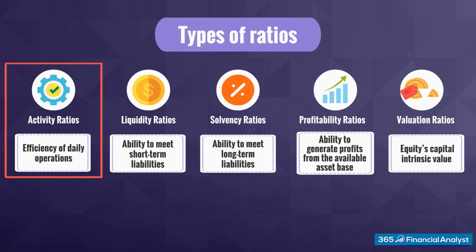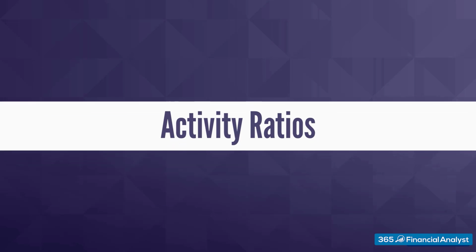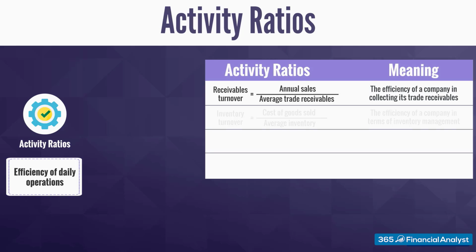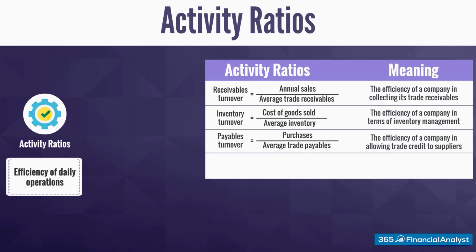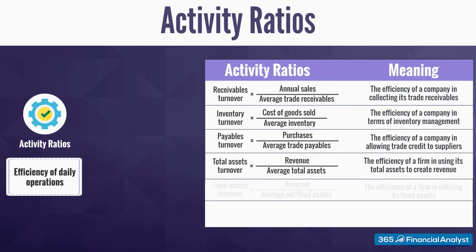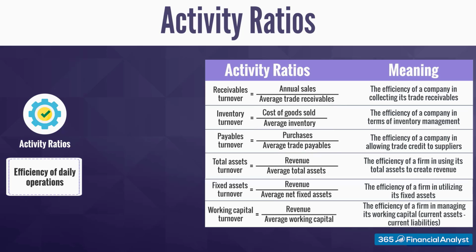They are often referred to as asset utilization or turnover multiples. Overall, they tell us how efficient a company is in utilizing its assets. So we have receivables turnover, inventory turnover, payables turnover, and total assets turnover. We calculate them by simply dividing a respective P&L item, revenue, cost of goods sold, or purchases, by the average asset base from the balance sheet. We can also estimate a fixed assets turnover or even working capital turnover.